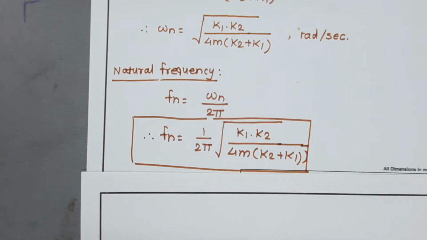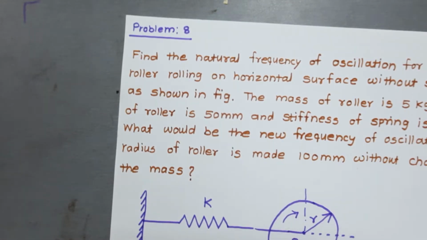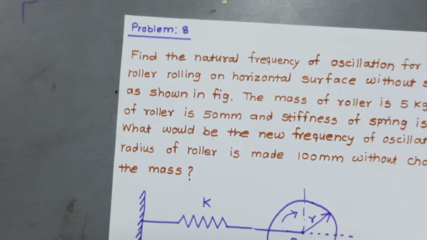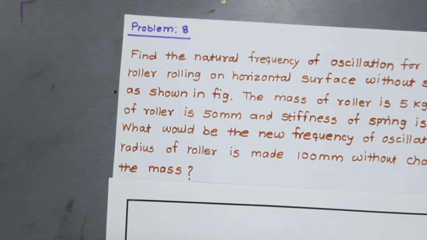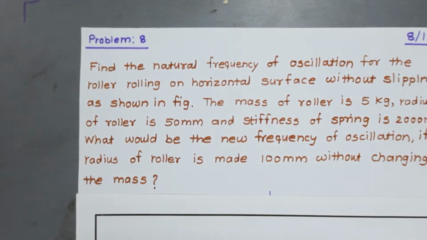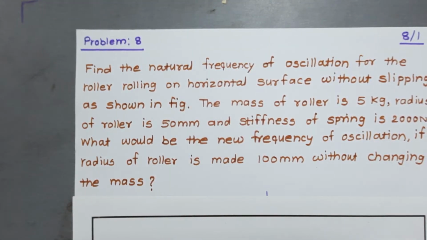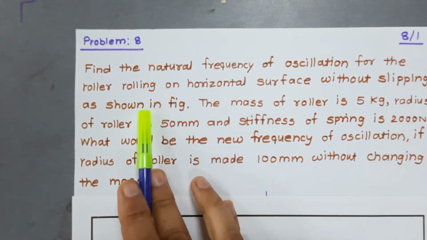Now dear friends, we'll take the next problem. Now this is the next problem, that is problem number 8. Find the natural frequency of oscillation for the roller rolling on horizontal surface without slipping as shown in figure.